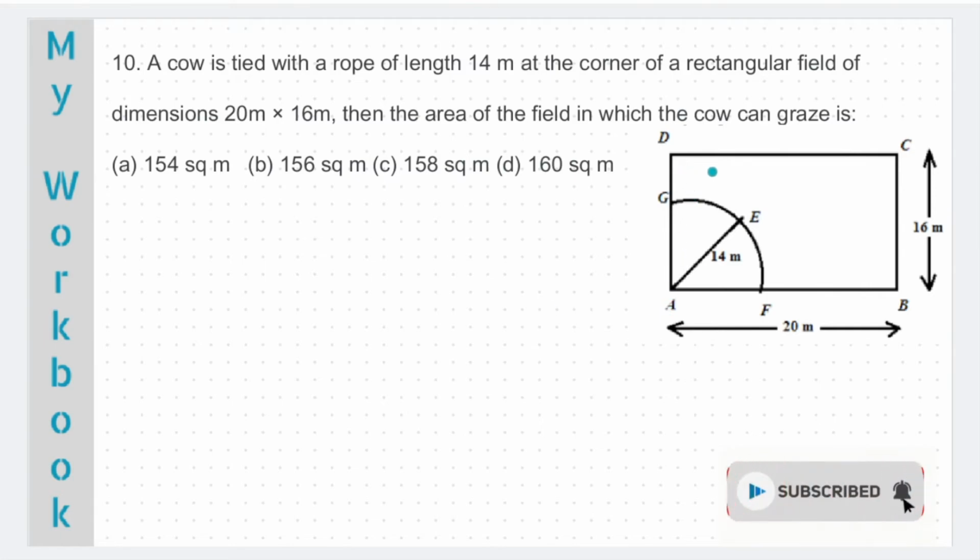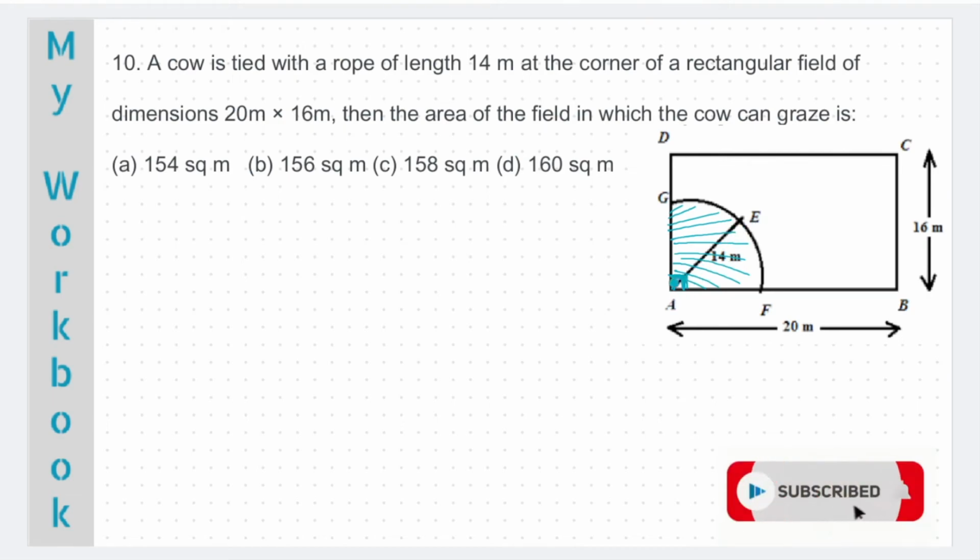So there is a rectangular field given by ABCD, and the rope is fixed at the corner A. Length of the rope is 14 meter. So when the rope is fixed here, the cow will be able to move along the arc FEG or within the arc FEG. So the cow can graze this portion, which is nothing but a sector with the central angle 90 degrees because the angle in a rectangle is 90 degrees. Radius is the length of the rope, 14 meters.